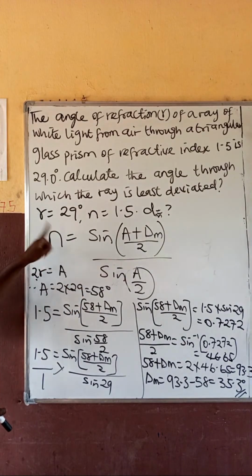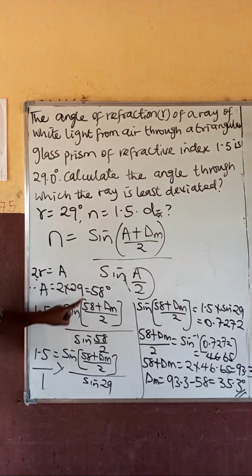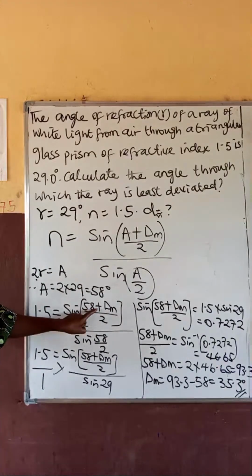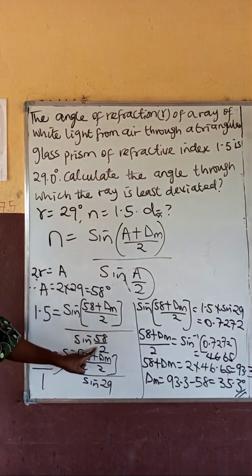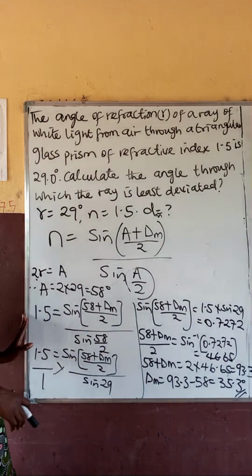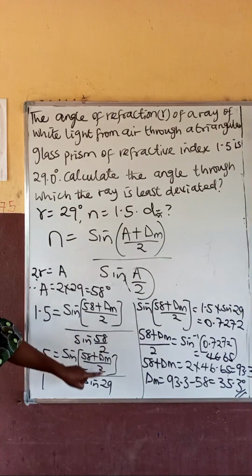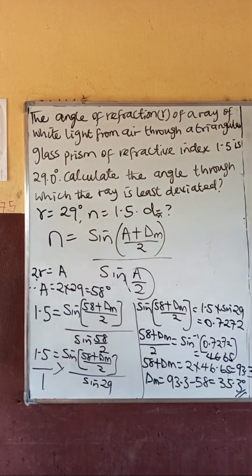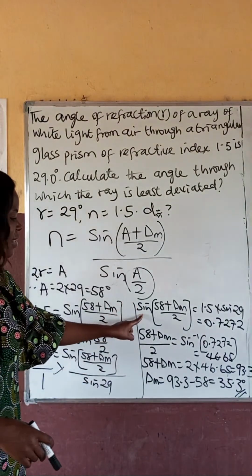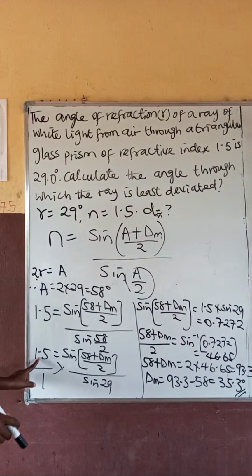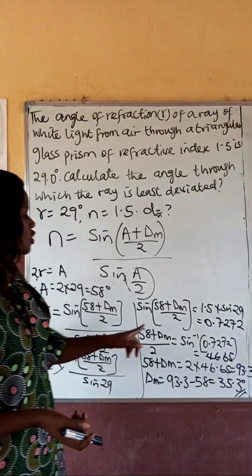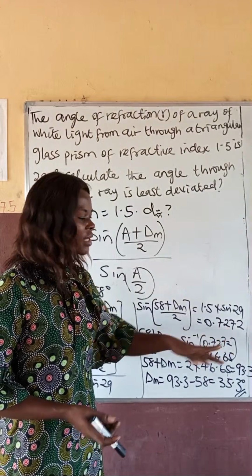Now, let's substitute into what we have. My refractive index n, 1.5, is equal to sine in bracket, what is my A? 58 plus dm, all over 2, right? Divided by sine 58 all over 2, right? So we have to divide this to get 29 degrees. Now let's cross multiply 1.5 over 1. And what do we have? We have sine in bracket 58 plus dm all over 2 is equal to 1.5 multiplied by sine 29. So we got that to be 0.7272.